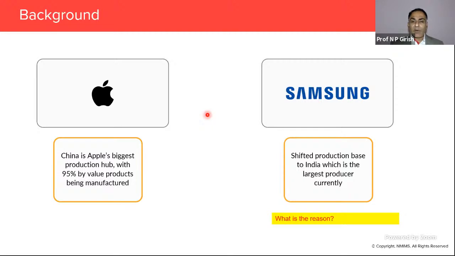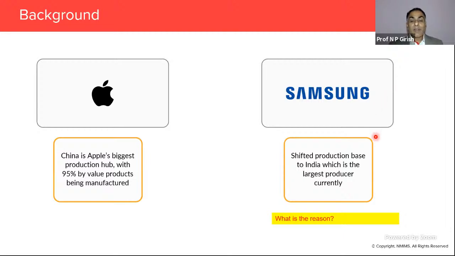So now, let's try to cover a bit of background. This is actually coming from an async module. One, we are talking about Apple. Apple, the largest production as of now, China. We know that Foxconn is coming up with more investment in India, etc. But largest production hub, 95% of the value being manufactured is in China. And from China, world over, goods are going through. So just imagine the kind of supply. How are the facilities located? What is the kind of distribution network, etc.